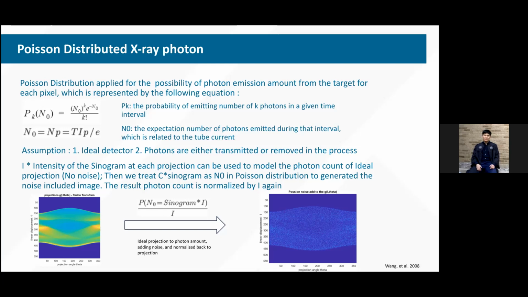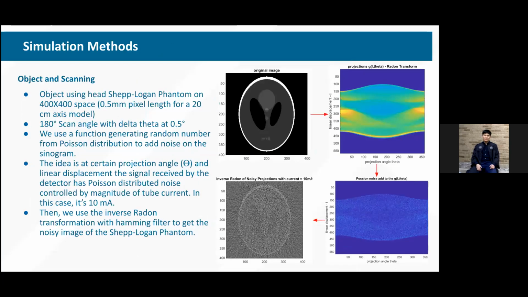And the two key assumptions we made here is, besides detectors before, the second, photons are either transmitted or removed in this process, which is also pretty important. So in order to prove our concept, which is the signal-to-noise ratio is proportional to the square root of the dosage, we modified the MATLAB program for the homework 3.